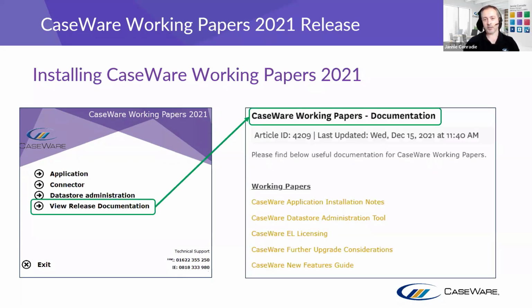So everything is on a KB article. Some of you might recognize this from last year as well. So make a note of this article 4209. All your Working Papers installation documentation is there. And this is like a rolling article. So whenever we update our release documentation, we will just update it straight there, and you will find all the latest stuff.